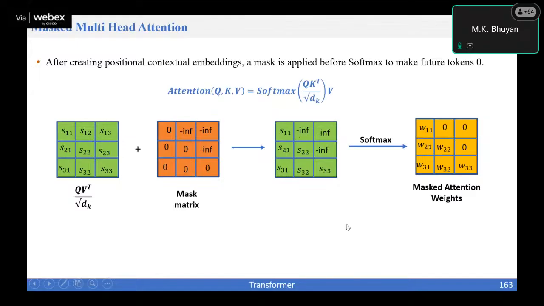Because I am not considering the future tokens, this is the principle of masking the weights. So we are considering the masking, and these future weights are not considered. W11 is considered, W21 is considered, W22, W31, W32 and W33 are considered. But because of the mask, we are not considering the remaining: S12 is not considered, S13 is not considered, S23 is not considered.